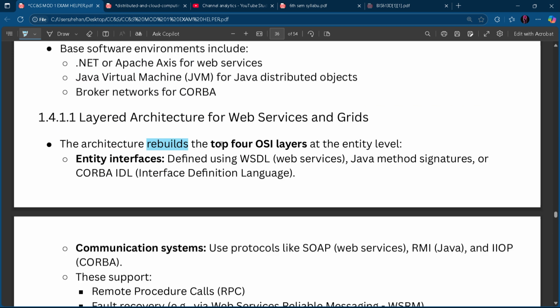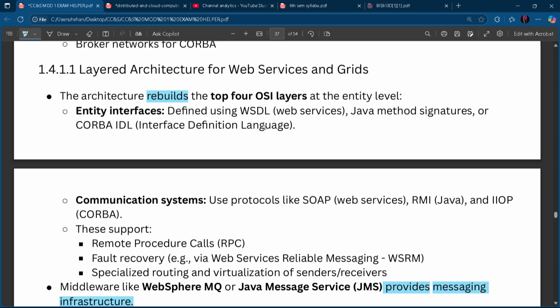Okay, the layered architecture of web services. You remember the OSI layers which we studied in the previous semester's computer networks. The OSI had multiple layers, but here it rebuilds the top four OSI layers at the entity level. The entity interface is defined using WSDL for web services, Java method signatures, or CORBA IDL.